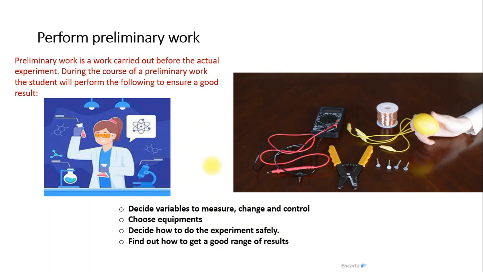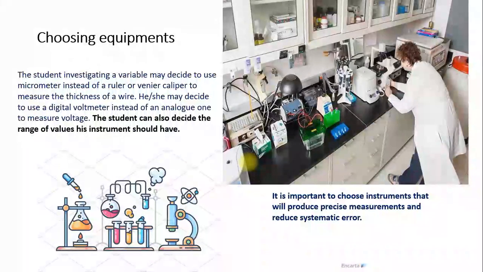One, he decides the variable to measure, change, and control. He also decides the kind of equipment he will likely use in the actual experiment. He also decides how to work safely, how the experimental condition can be safe in the real experiment. Then he finds out how to get a good range of results. Now it's like a testing process where all the do's and don'ts can be identified.